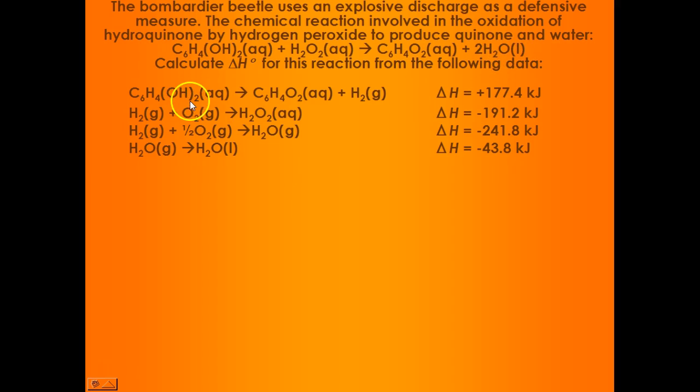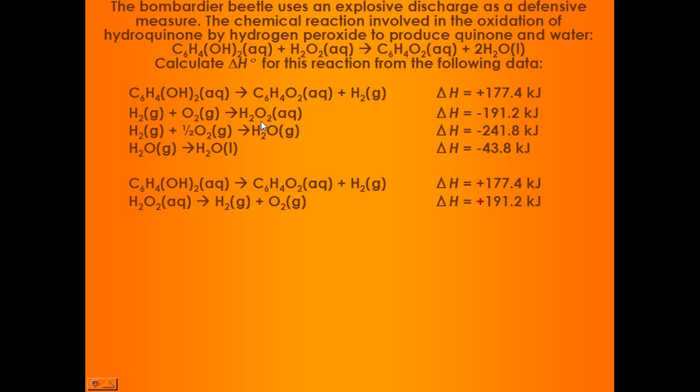So if we take a look at our first equation, we see that hydroquinone can form quinone by giving up a hydrogen molecule. So that takes care of one of our reactants and one of our products. We now want to find hydrogen peroxide as a reactant. We see hydrogen peroxide as a product in our second equation. So if we reverse that reaction, we would also have it as a reactant.